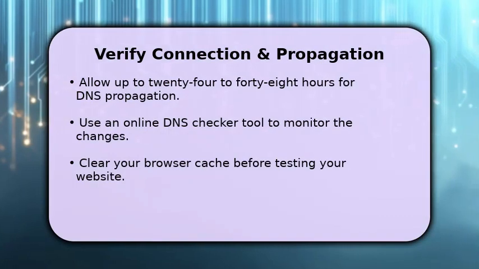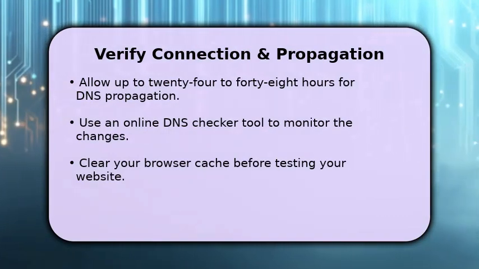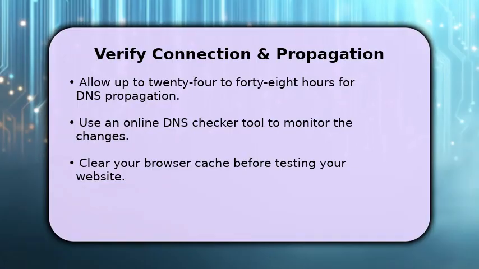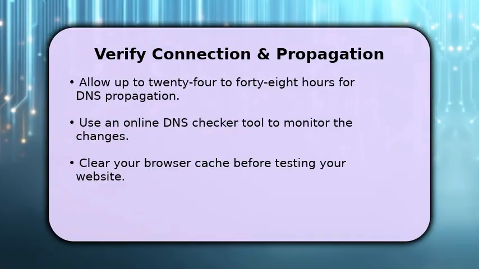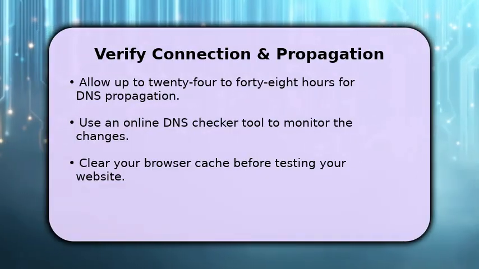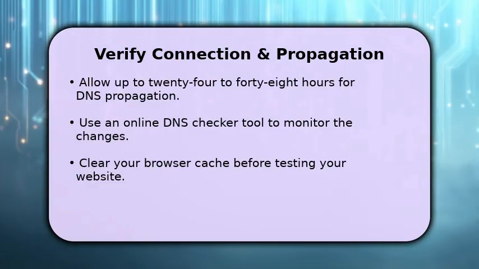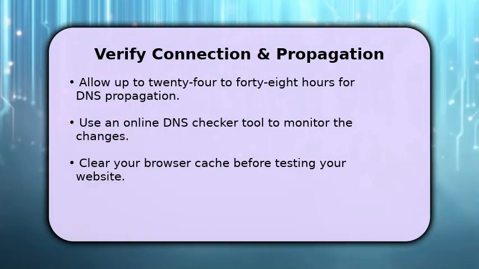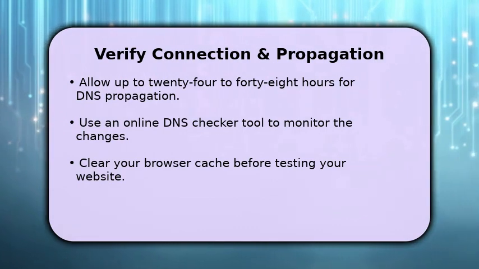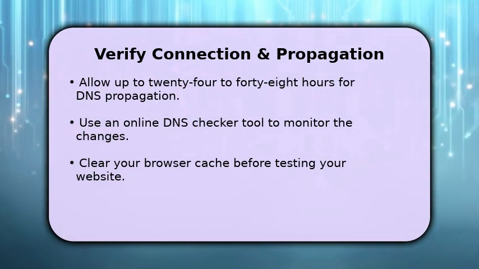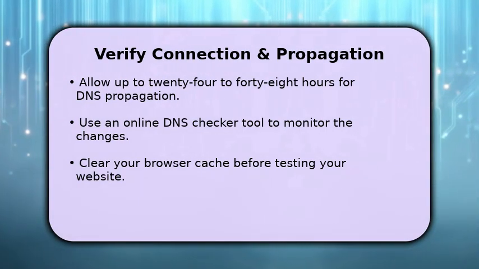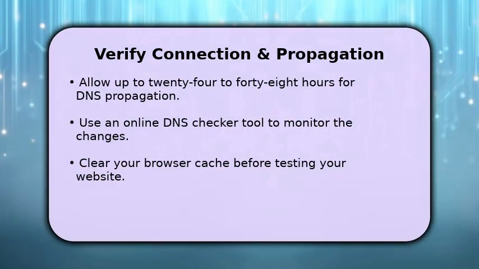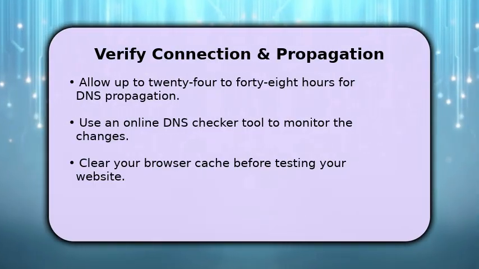After updating your name servers in Wix, it is important to understand that DNS changes require time to propagate globally. This process can take anywhere from 24 to 48 hours. You can use an online DNS checker tool to monitor the propagation status. Once propagation is complete, clear your browser cache and visit your domain to confirm it is now loading content from your Hostinger account.